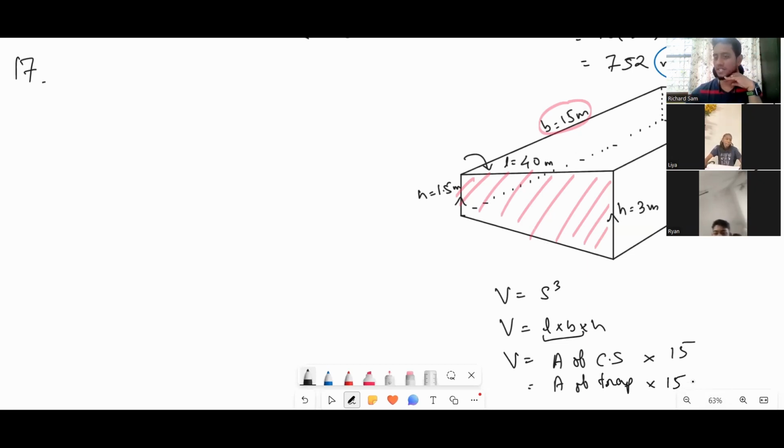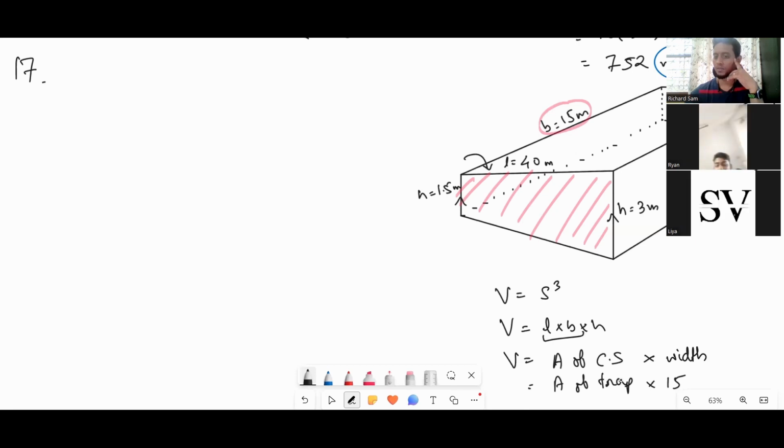Is that clear, everyone? Here I won't write 15. Here I'll write area of cross-section into width. Why width? Why not length? Why not height? In the cross-section you have the height and the length. That's part of the cross-section. So the third remaining dimension is the breadth or the width.